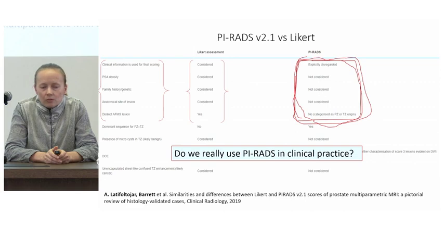Actually, working with PI-RADS, we assess the prostate by Likert. We are not blinded to clinical data. We know the PSA, usually we know the anamnesis and family history, and if we would like to use raw PI-RADS, we should be blind to this data. So do we really use PI-RADS in our clinical practice? Perhaps not. We communicate by PI-RADS, but we use Likert.